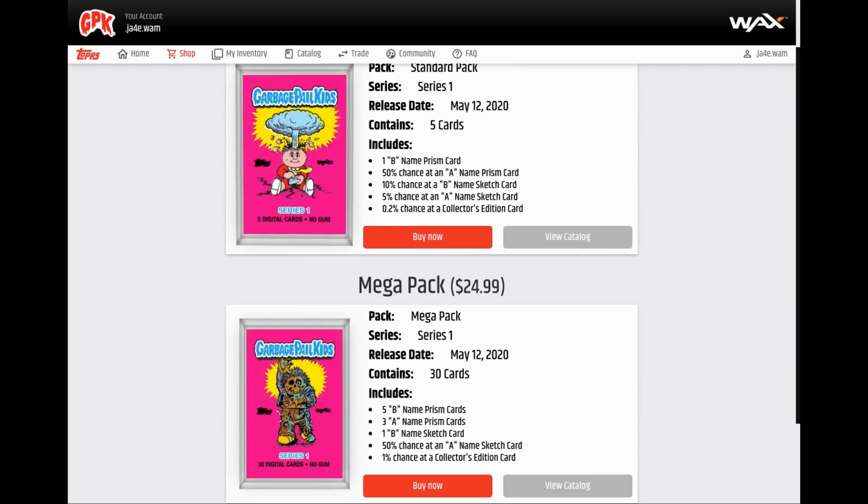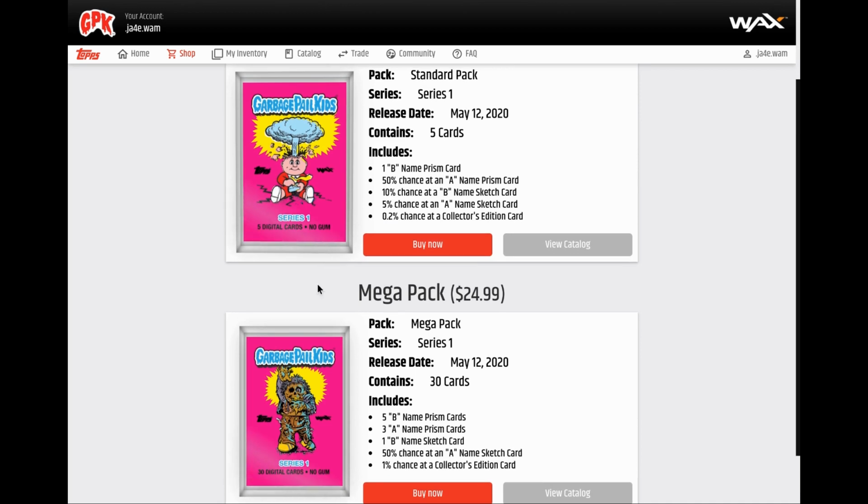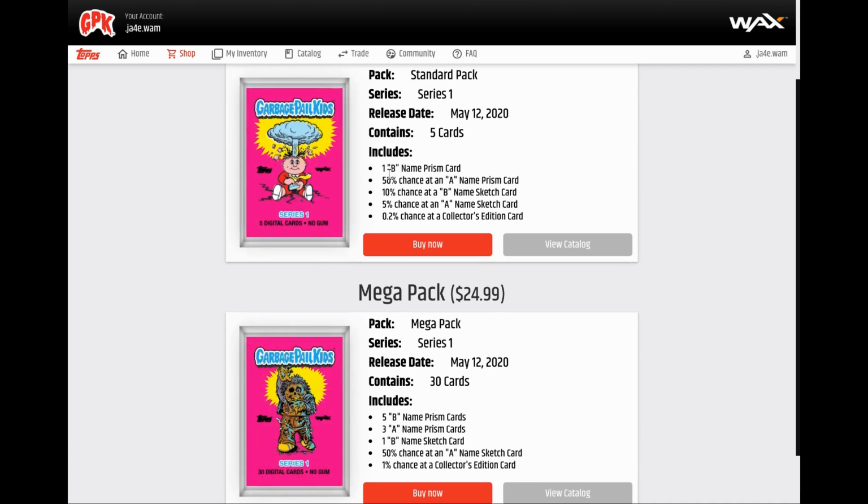Drop rate is just the probability you're going to get stuff. So if you buy this one, you definitely get one B name prism card. You get a 50% chance of an A name prism card. You get a 10% chance, so unlikely to get it, but you have a 10% chance of getting a B name sketch card, a 5% chance of an A name sketch card, and basically no chance, 0.1%, maybe 2%, of a collector's edition card.